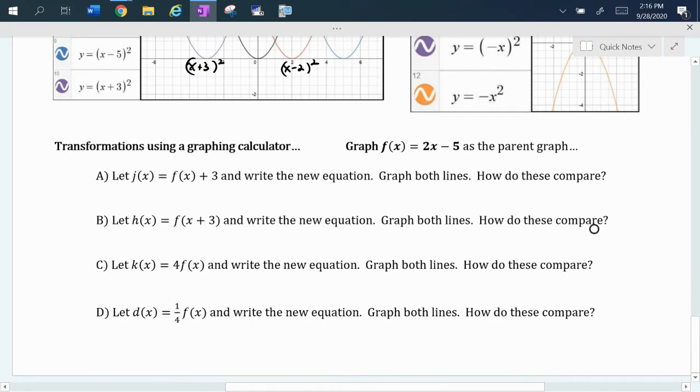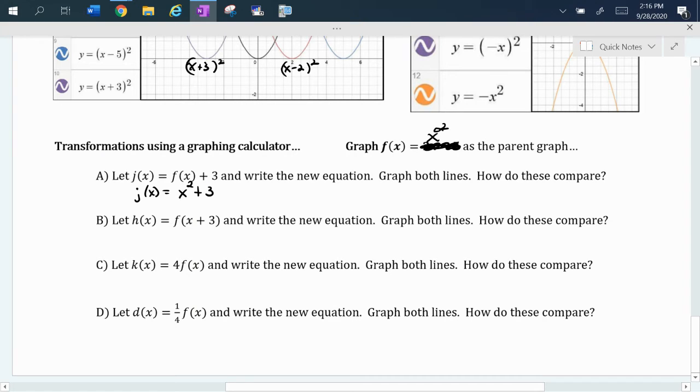Okay, so I'm going to change this problem. I'm going to make f of x squared, like what we've been working with. If f of x is equal to x squared, then j of x will be f of x plus 3. So that means that j of x is x squared plus 3.